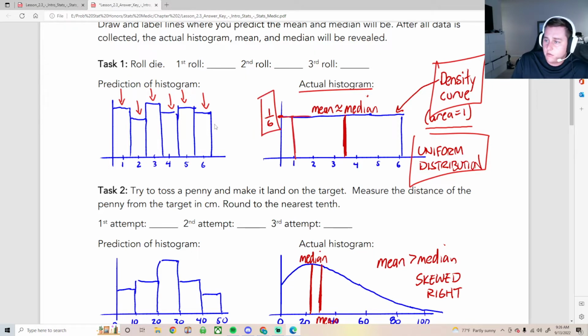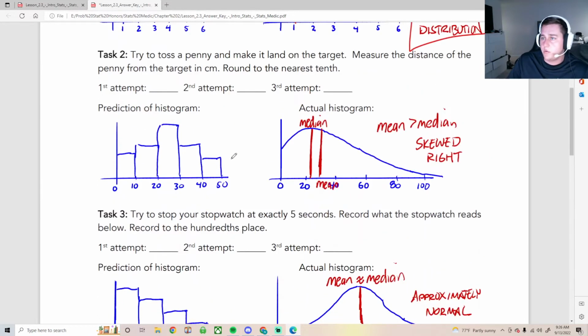This actual histogram, though, you'd end up with 1 over 6 as the probability for each bar. You end up with 1 over 6 for all of them. And this 1 over 6 times 6 ends up giving you 6 out of 6, or an area of 1.